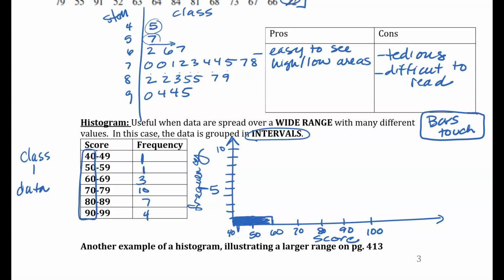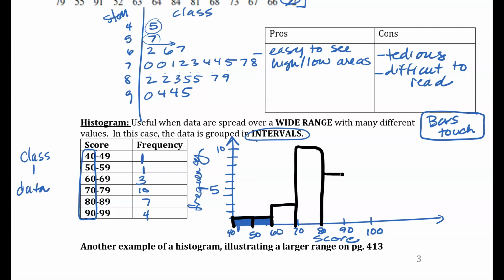So actually here, what I should do is get a different color, so that way it's clear that these are separate. There we go. And then from 60 to 69, I have 3. And then from 70 to 79, I have 10. And then from 80 to 89, I have 7. Whoops, I did not want to erase that.